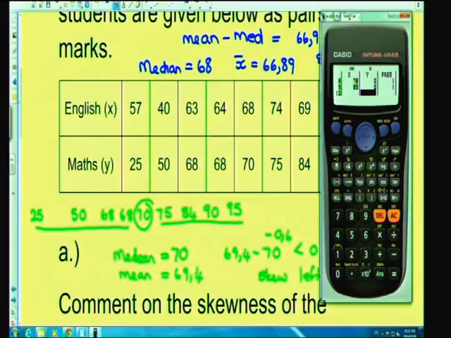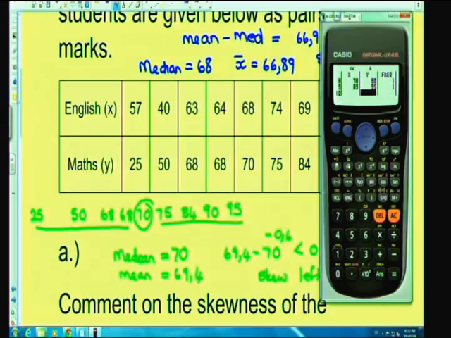Right, now we go to the other column, to the top again, and we again do our things. So number 1 is 25 equals... Right, so all the data's in.